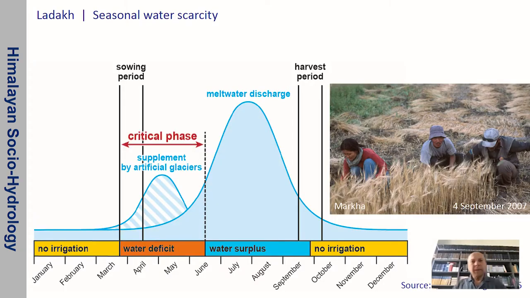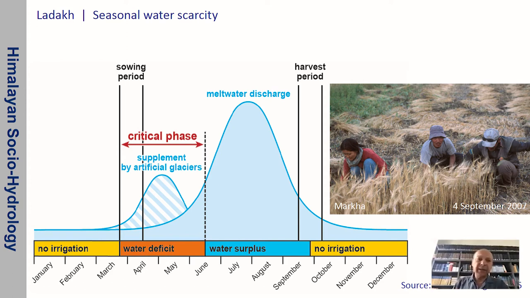The problem with the high location of the glacier is that meltwater sets in at a relatively late point. Only from mid-June onwards can we be sure that the meltwater discharge from the glaciers is high enough to meet the demands of agricultural production. So it is clear that between the sowing period and the onset of ample meltwater discharge, we have a recurrent water deficit that occurs every year.